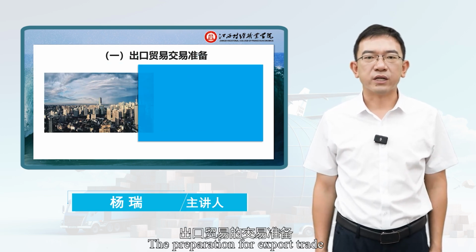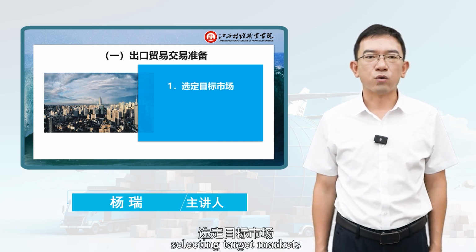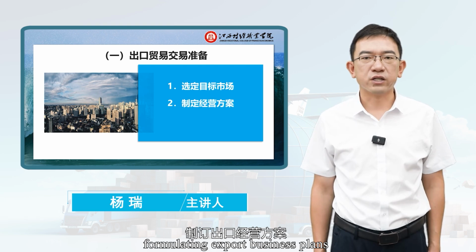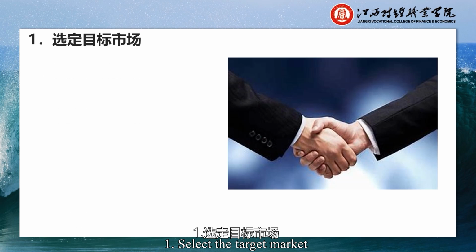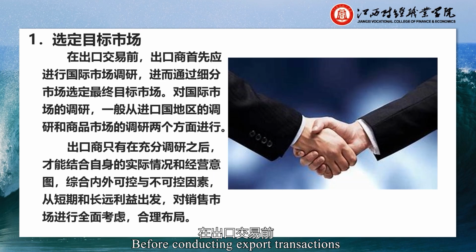The preparation for export trade mainly includes selecting target markets, formulating export business plans, and establishing business relationships. 1. Select the target market. Before conducting export transactions, exporters should first conduct international market research and then select the final target market through market segmentation. Research on the international market is generally conducted from two aspects: research on importing countries and regions, and research on commodity markets.